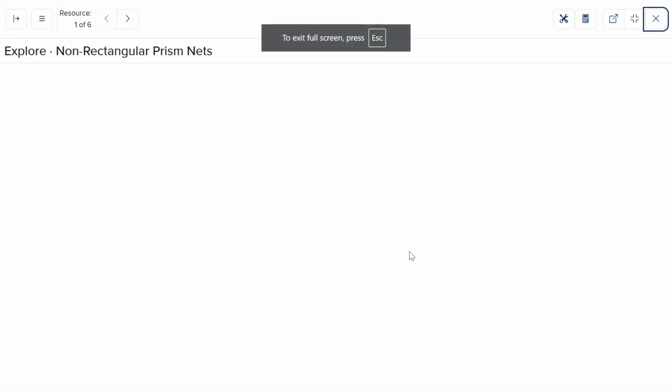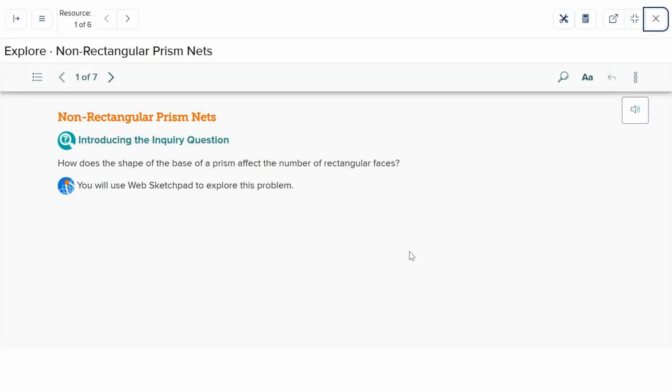This is lesson 9-3, surface area of non-rectangular prisms, triangular prisms, I think.